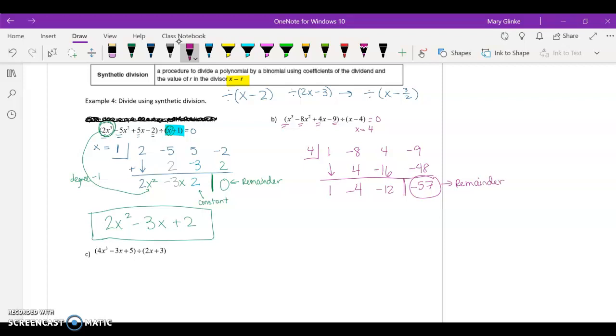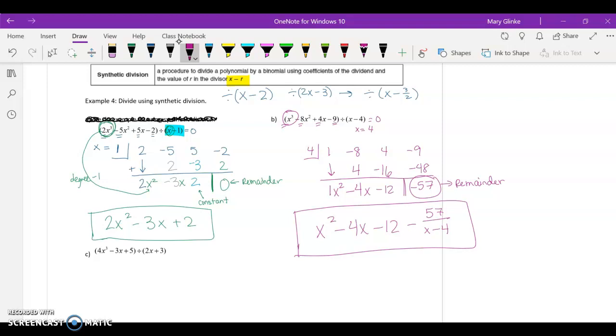We started off as x to the third, which means if we divide an x out, our first term is going to be an x to the second power, and then an x, and then the constant. So our answer when we divide x cubed minus 8x squared plus 4x minus 9 by x minus 4 is x squared minus 4x minus 12 minus 57 over x minus 4. That's how we're going to write out our remainder.